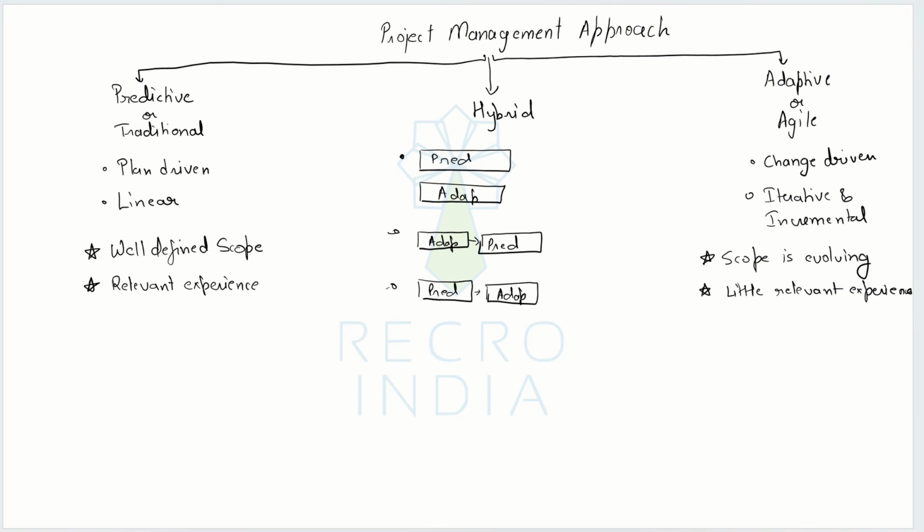So in this way there could be multiple types of hybrid possibilities that may exist. I hope the explanation was clear enough to differentiate between the three approaches.